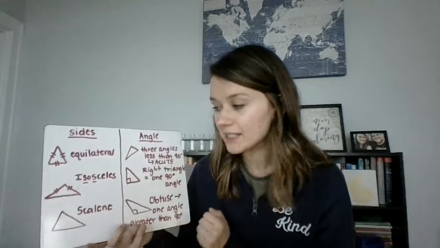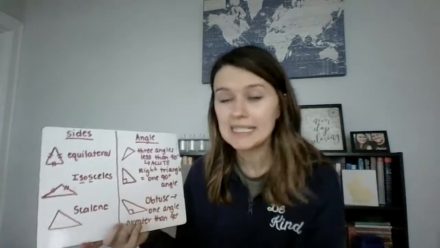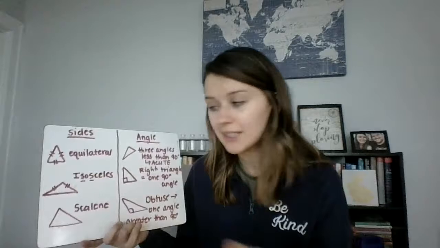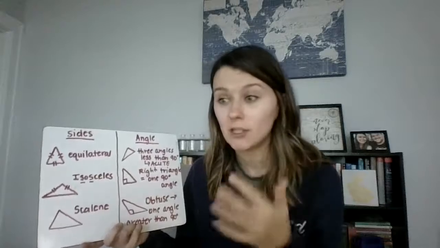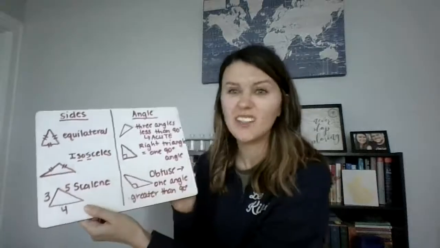Our last type of triangle when we're looking at the sides is scalene. And a scalene triangle has three sides that have all different measurements. So I know this isn't exact, but this triangle could have side lengths of 3 inches, 4 inches, and 5 inches. They're all different.